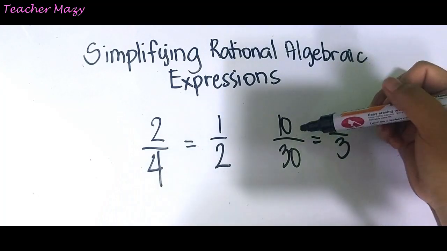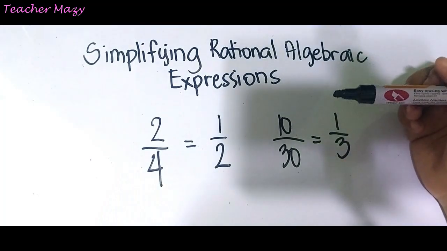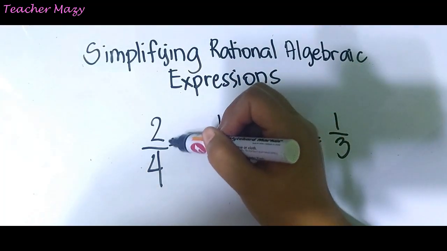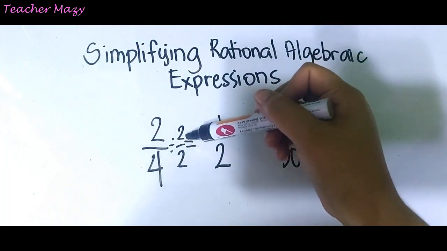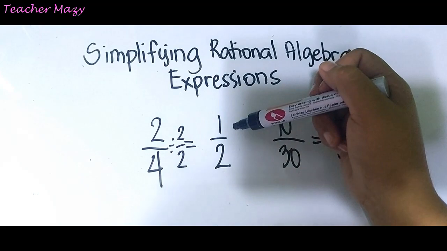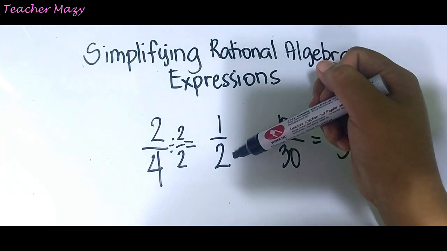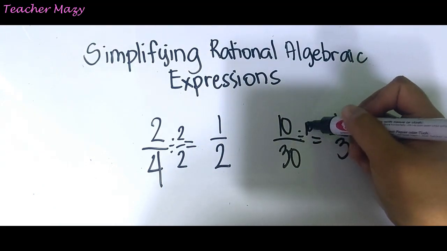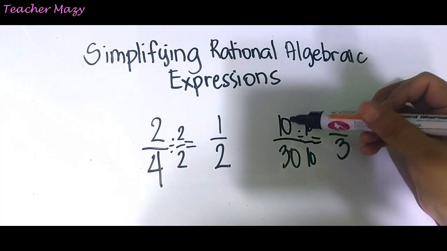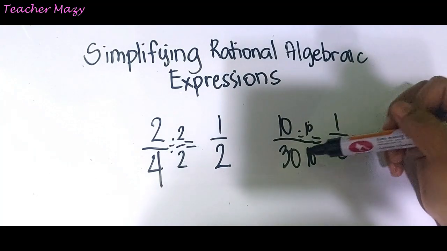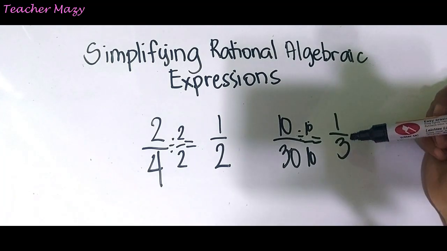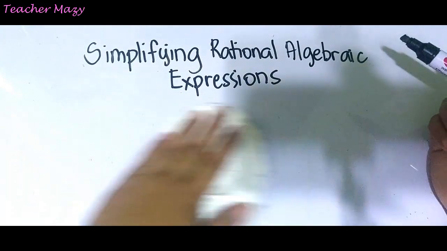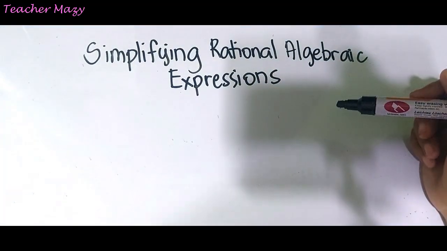So how do we do so? By dividing it by its greatest common factor, right? For this one, we can divide it by 2 since the GCF is 2. So 2 divided by 2 is equal to 1, and 4 divided by 2 is equal to 2. And this time, we can use 10 divided by 10, that is equal to 1, and then 30 divided by 10 is equal to 3. So using the same concept, we can simplify the rational algebraic expression.